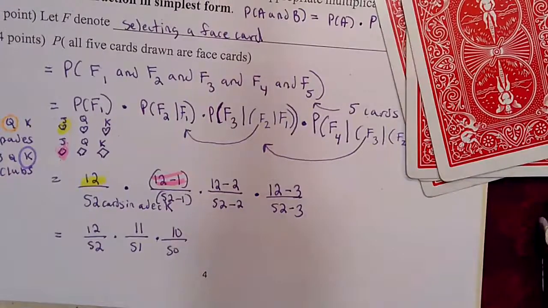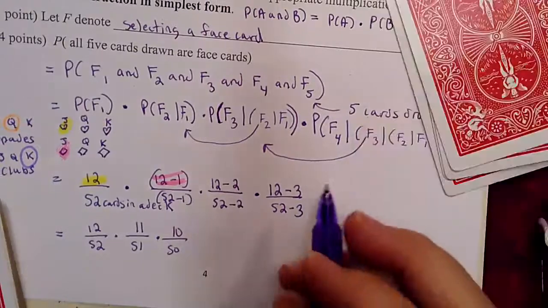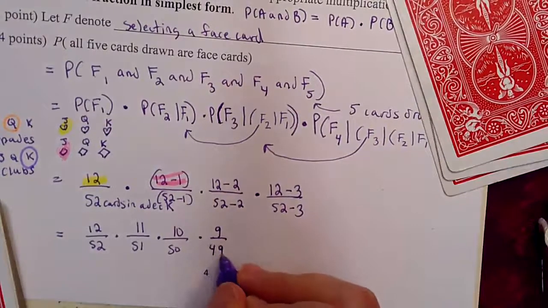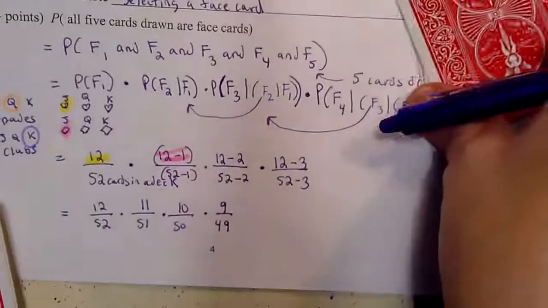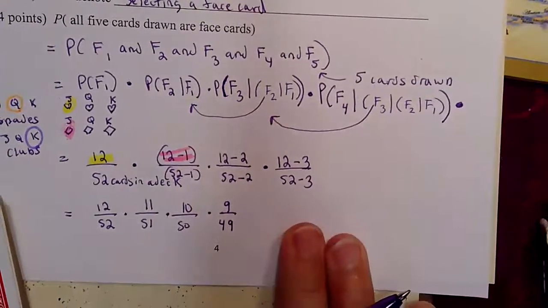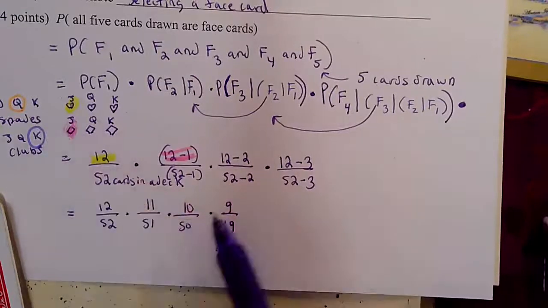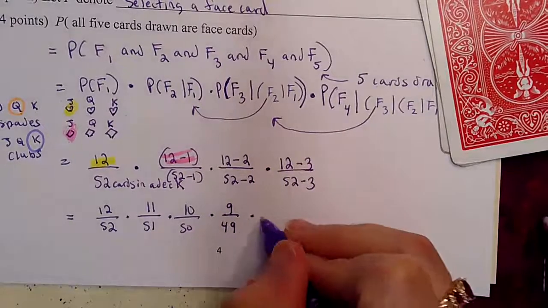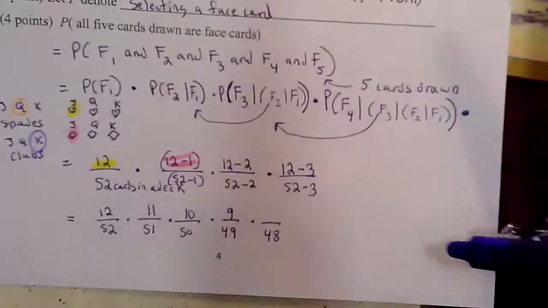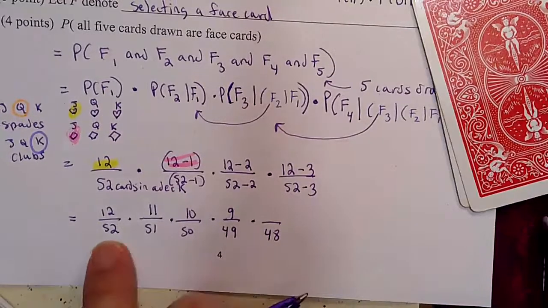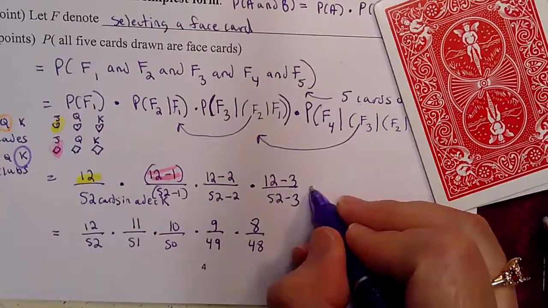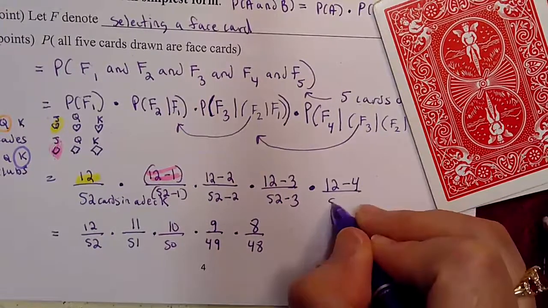Okay, so you got 4 of them. So let me see. You got 4 out, so looks like we have 48 now, yeah. So let's see. 12 minus 3 is 9. 52 minus 3 is 49. 1, 2, 3, 4 pulled out already. Okay. All right. So now that means you have 48 left, right? Because these 4 are here, 48 and 4 is 52. And you got 1, 2, 3, 4, 5. One more draw. You have to draw 5 times. So now this is going to be 12 minus 4 over 52 minus 4.